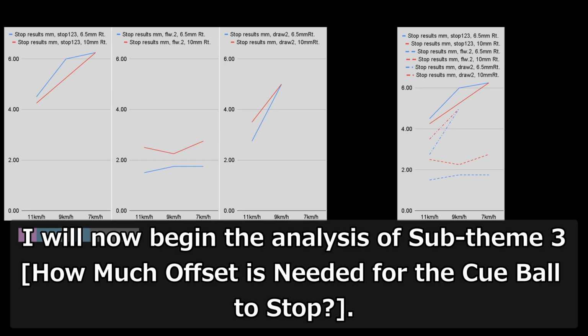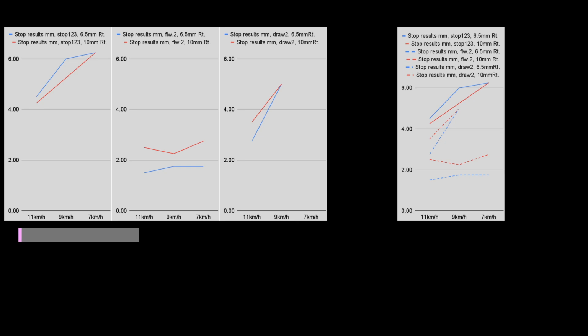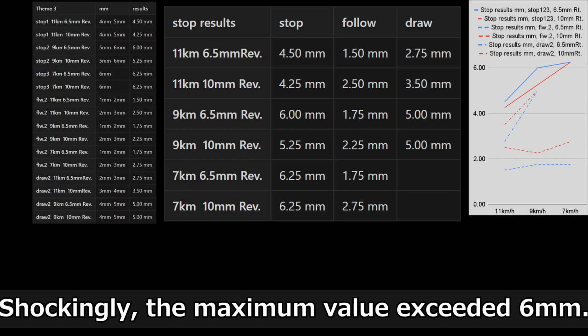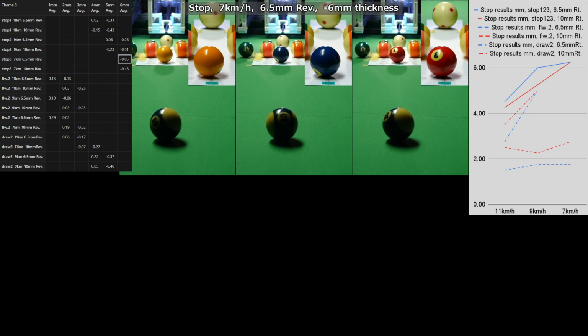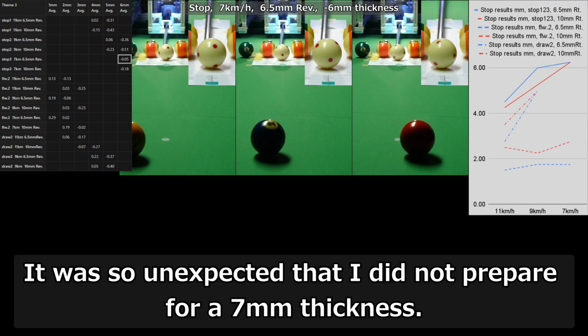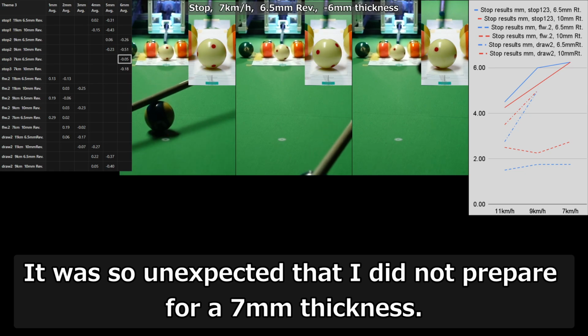I will now begin the analysis of Sub-theme 3. How much offset is needed for the cue ball to stop? Shockingly, the maximum value exceeded 6 millimeters. It was so unexpected that I did not prepare for a 7 millimeters thickness.